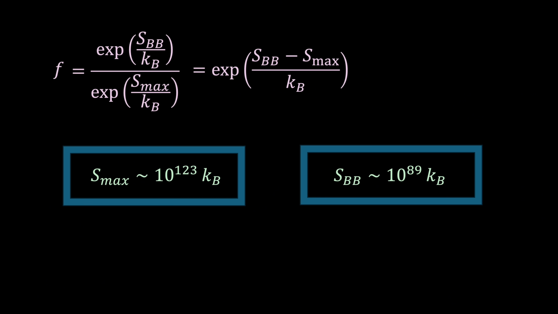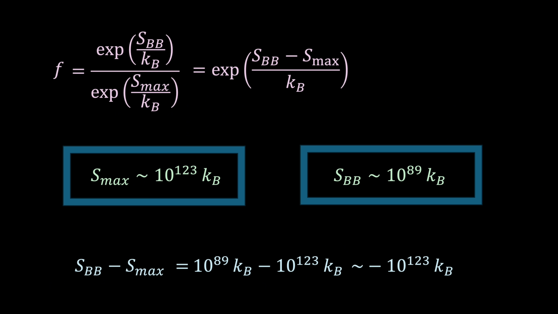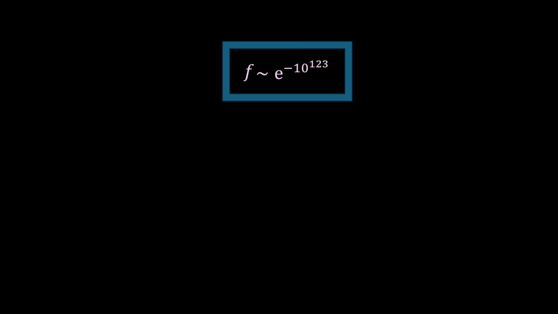And now comes the key point. When we look at the difference, S_BB minus S_max, and sub in the numbers, because the maximum entropy is 34 orders of magnitude larger than the entropy soon after the Big Bang, it utterly dominates. And we can essentially ignore the first term. And so we write S_BB minus S_max is roughly equal to minus 10 to the power of 123 times Boltzmann's constant. And so, to an excellent approximation, our ratio F can be written as e to the minus 10 to the power of 123.